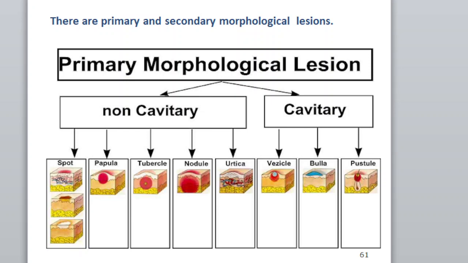Skin lesions may be flat, elevated above the plane of the skin, or depressed below the plane of the skin. They may be skin-colored or red, pink, violaceous, brown, black, gray, blue, orange, or yellow.